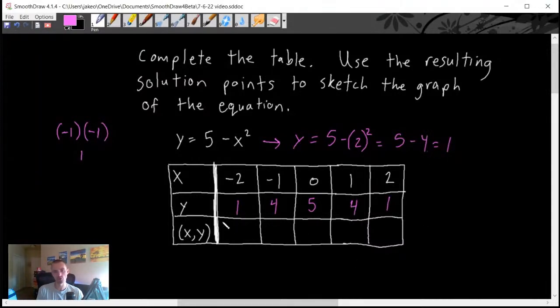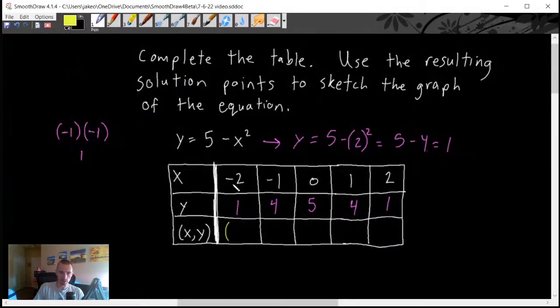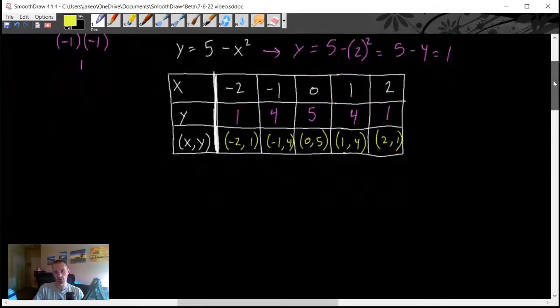Now we can create xy pairs from these xy combinations. To do that, we rewrite it as parentheses, whatever your x number is, so -2, comma, whatever your y number is, 1. -1 for x, 4 for y. 0 for x, 5 for y. 1 for x, 4 for y. And 2 for x, 1 for y. So now we have these 5 different xy pairs here. And now what we can do is graph them.